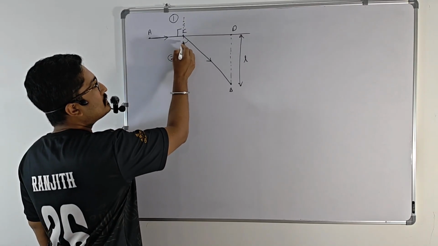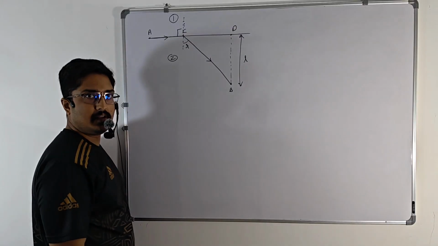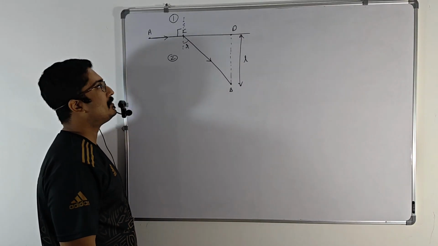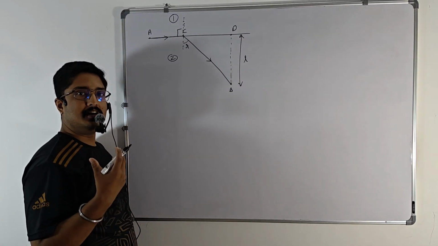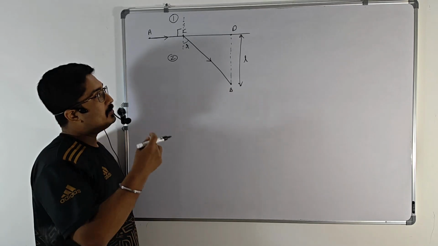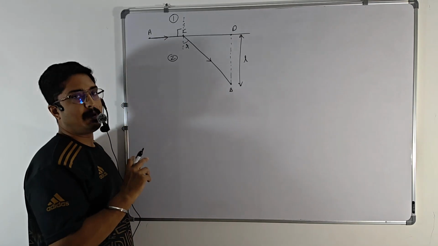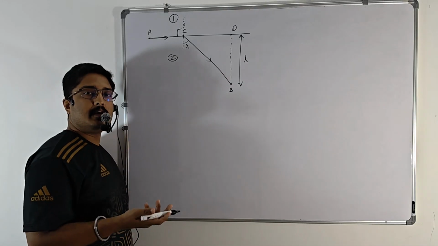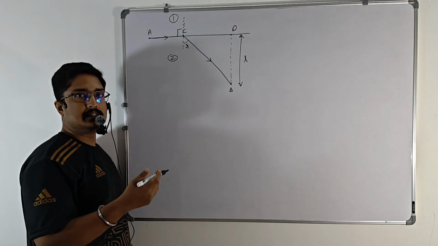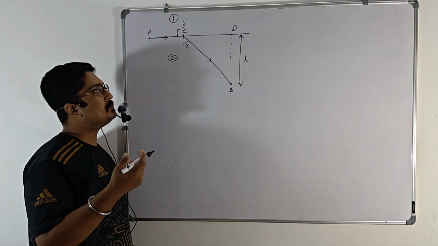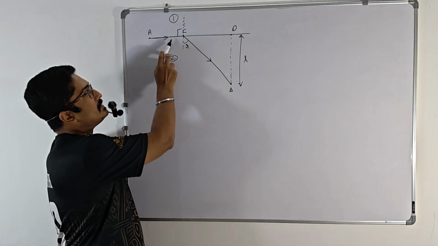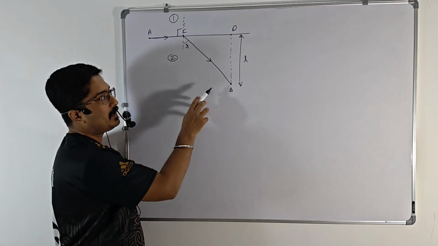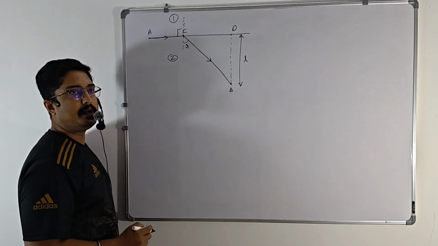Here the angle, let us call it the angle of refraction, R. You understand? So this is a pretty good trick that we can use to solve questions of this pattern. Light always has the property of covering the distance in the shortest time, so we are just using that directly. This is the incident ray, this is the refracted ray, finally reaching point B.